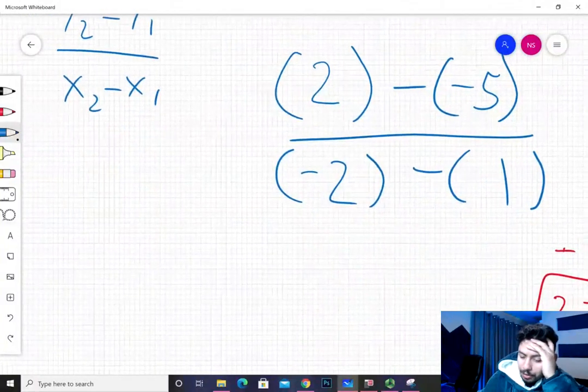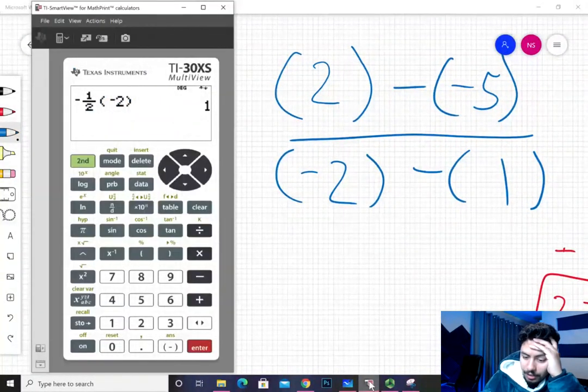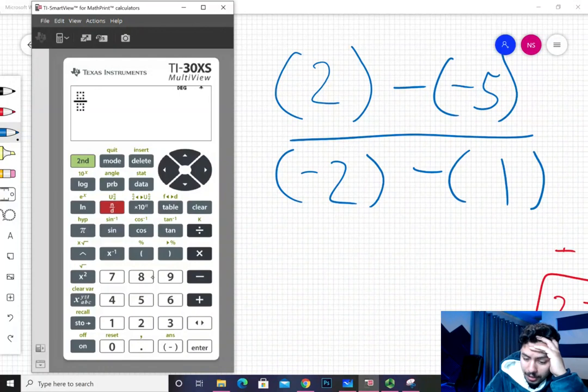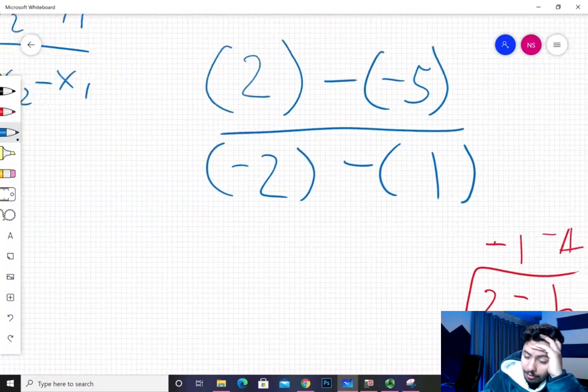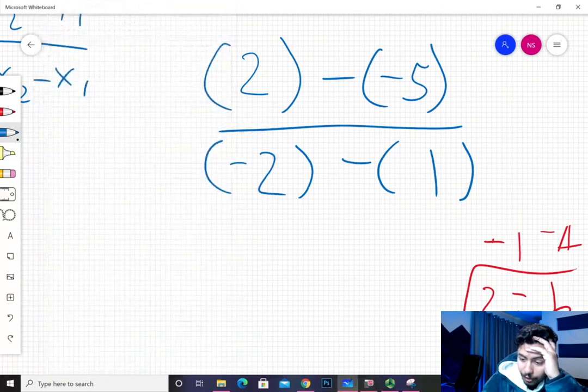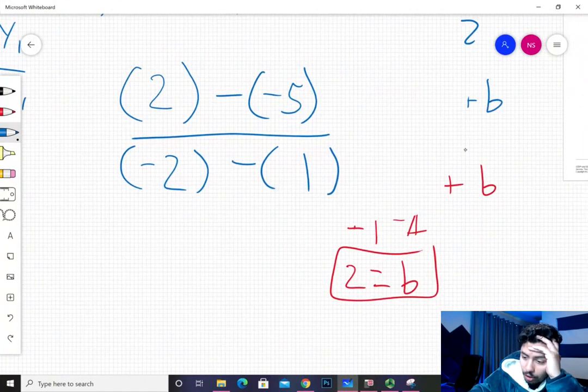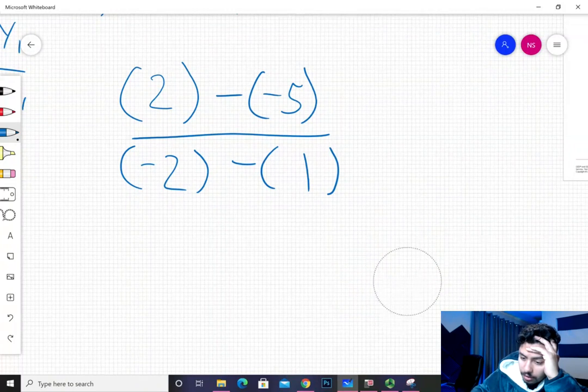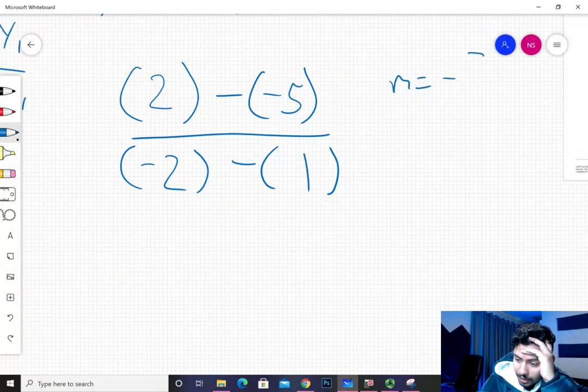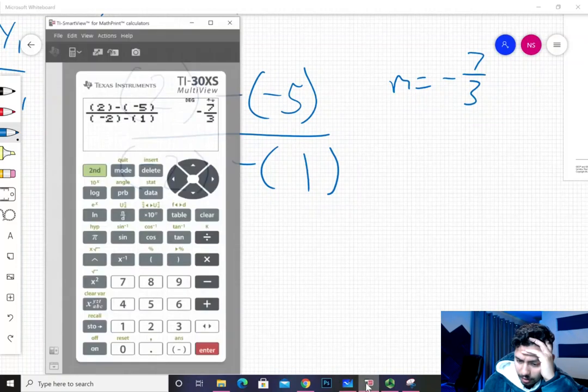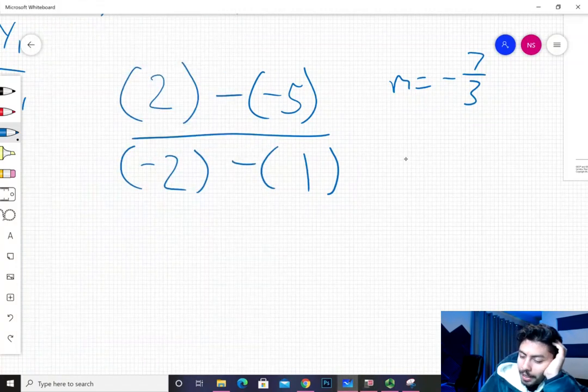What do we do now? We use our trusty little calculator to do all the hard part for us. Parentheses 2 minus parentheses -5, down, -2 minus 1, and there you go, specifically -7 over 3. That is my slope. So my slope is -7 over 3. Was that the answer? Yep, -7 over 3. So we found our slope.